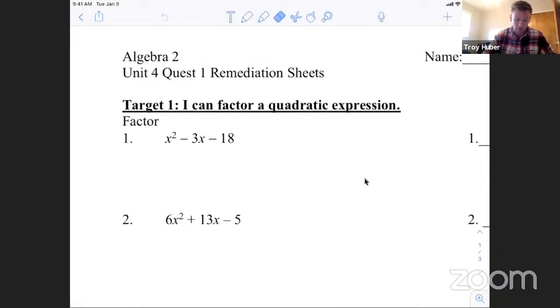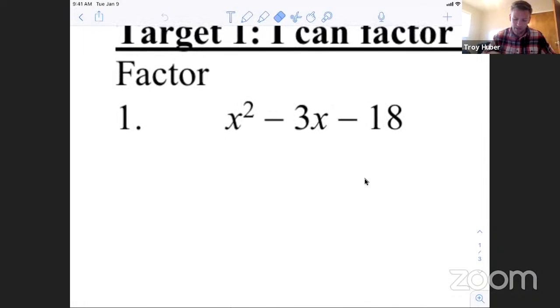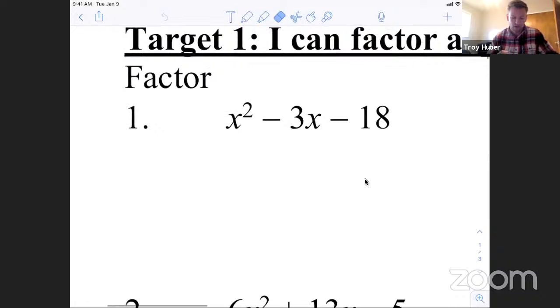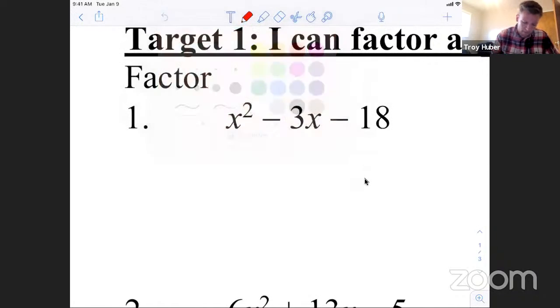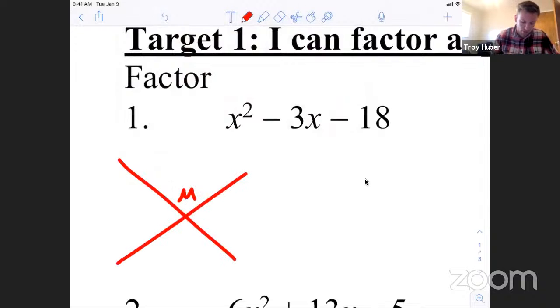All right, so our first problem is x squared minus 3x minus 18. So using the X method, I like to draw my X. We always multiply to the top here and we add to the bottom. Now in each problem, we are going to find our A, B, and C value.